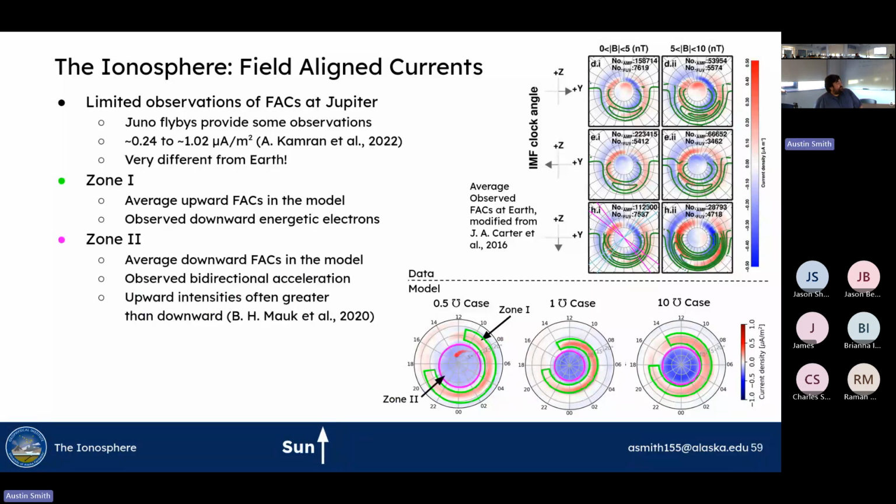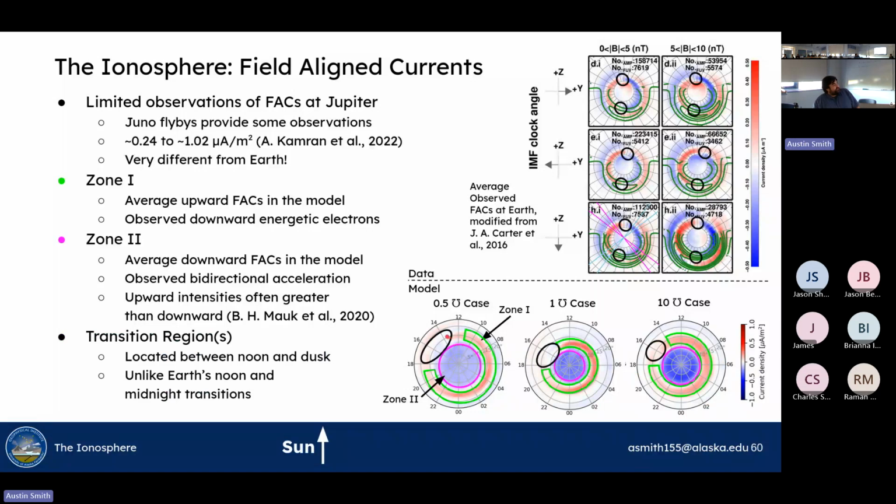And in zone 2, which is the extreme high latitude region, this is where there's downward field line currents in the model. This is again an average picture. In the observations, it gets more complicated in zone 2. There's bidirectional acceleration, although the upward intensities are often greater than downward, so there's a net downward field line current.